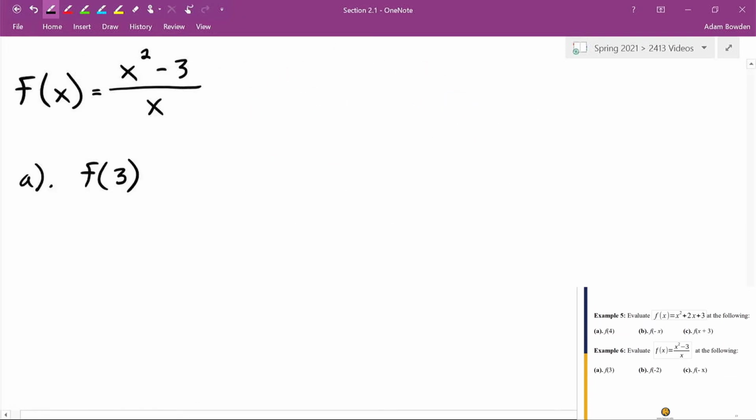Now let's do another function. This one is f of x equals x squared minus 3 all over x. And if you'd like to give this a shot on your own, this is a good point. You may want to pause the video and try this on your own.